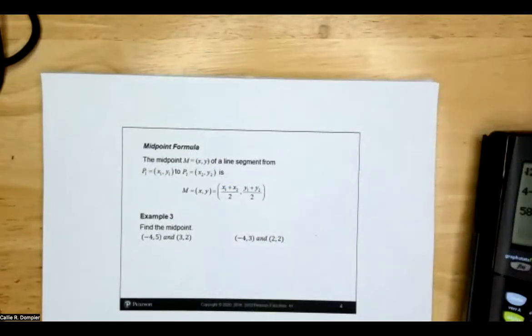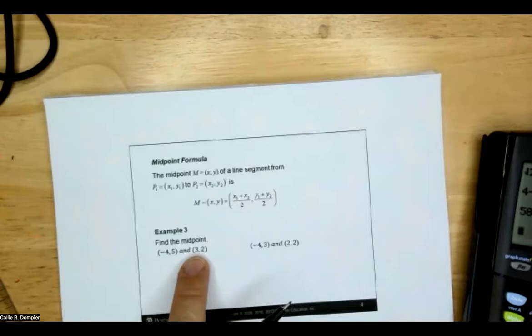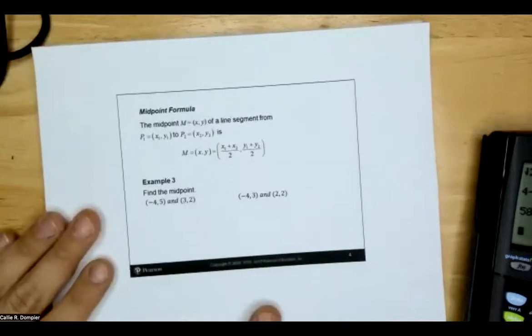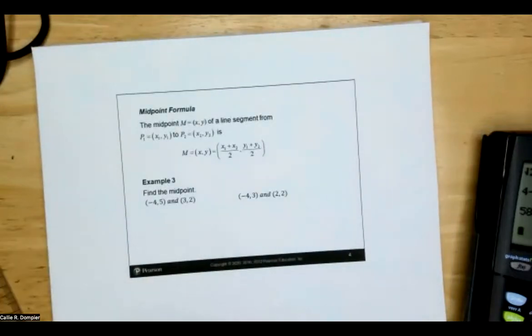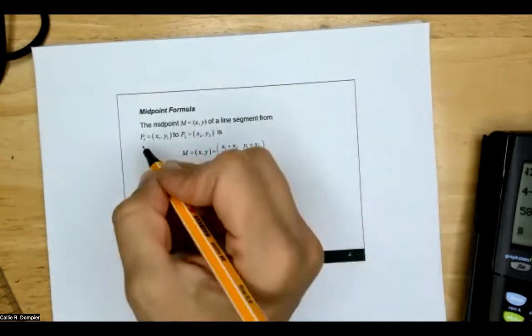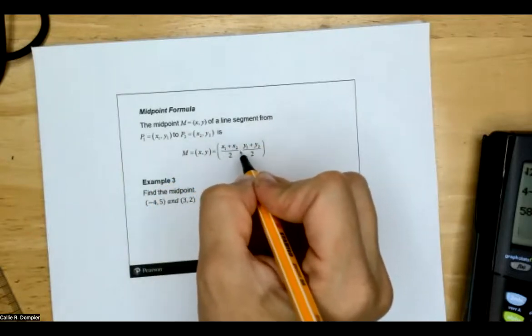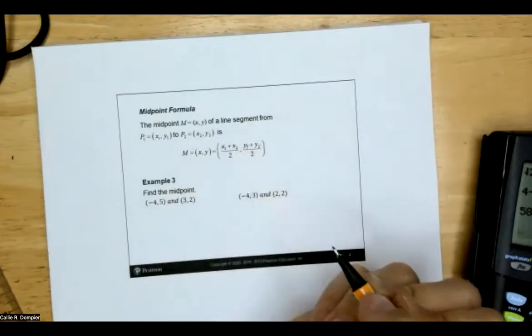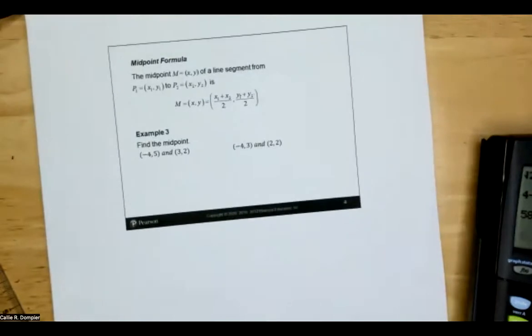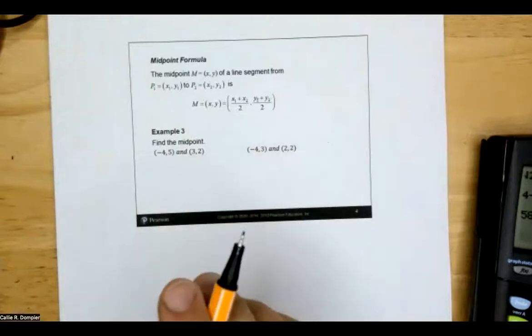Next, we have the midpoint formula. Midpoint formula is just what is halfway between -4, 5 and 3, 2. Good. The point in the middle of the two endpoints cutting the distance into 2 equal halves. The formula for the midpoint M of a line segment from point 1 to point 2 is x1 plus x sub 2 over 2, comma, y sub 1 plus y sub 2 over 2. It's a little bit, I think, faster than the distance formula. So find the midpoint between -4, 5 and 3, 2.